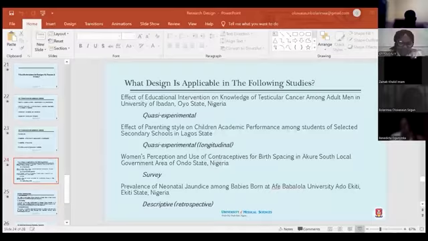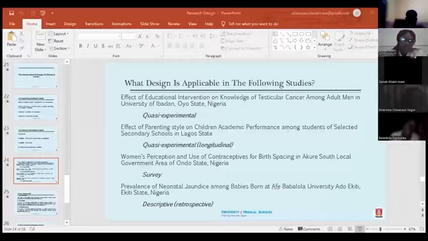Then look at this one: prevalence of neonatal jaundice among babies born at Afebabalola University, Ado Ekiti, Ekiti State, Nigeria. What design do you think we can use in this case?